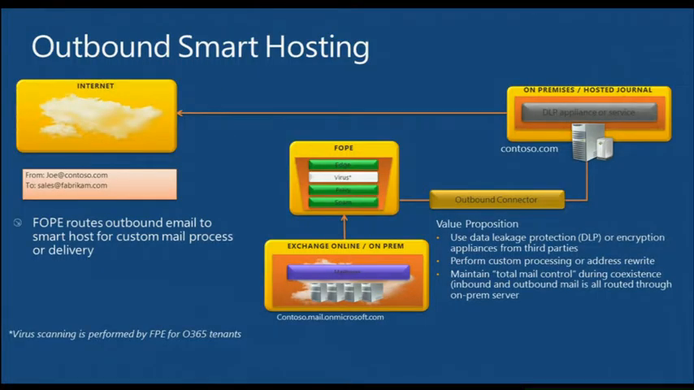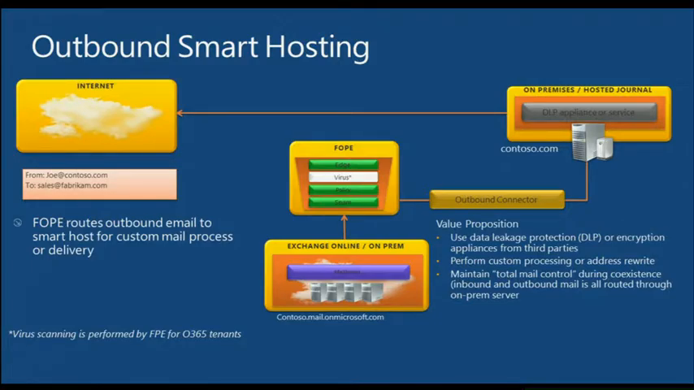The next piece is outbound smart hosting. Outbound smart hosting is used in a variety of different ways, but it enables us to route mail out in different ways, as I talked about with those connectors. So we could go out via an MX record, but we could also go out a specific route.